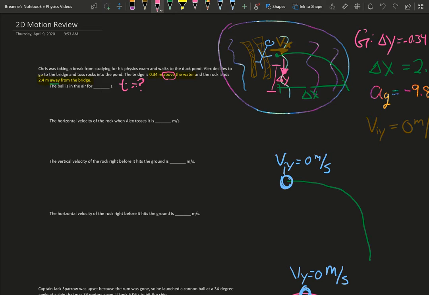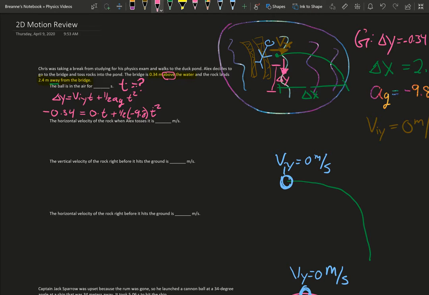So we're going to be using our delta y equals Viyt plus 1/2 AGT squared. Now we just plug in. Our delta y is negative because it's going down, negative 0.34 equals 0 times time plus 1/2 negative 9.8 t squared. After this, it turns into algebra. You're just simplifying now.